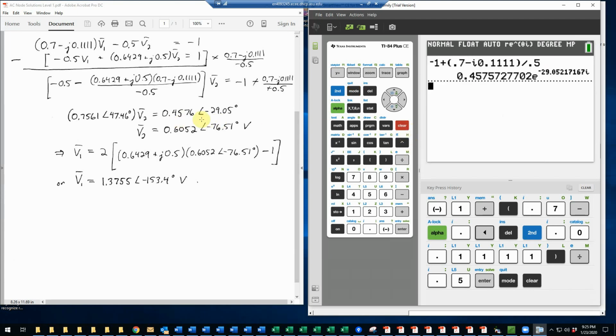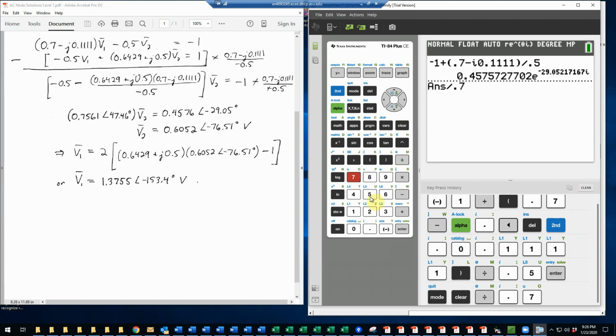Okay, so that's that value, and then I would do a similar calculation for this. It's straightforward, so I'm not going to illustrate that in detail here. But basically that would give us 0.7561, angle 47.46 degrees for the coefficient of V2. And then I'm just going to take my answer here and divide that by this coefficient. So I'm going to put that in as 0.7561.